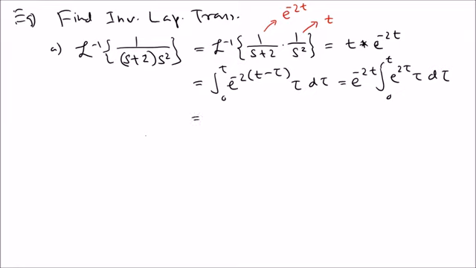So let's do that. So it is e to the negative 2t. Now we can use integration by parts. So we can use the DI method for this one. So let's use the DI method.